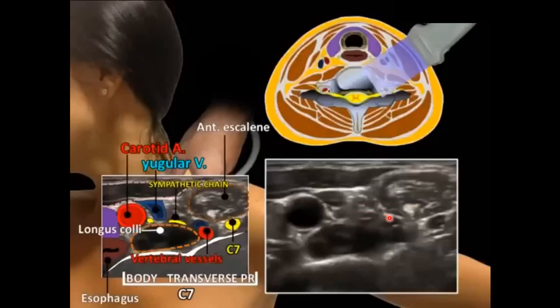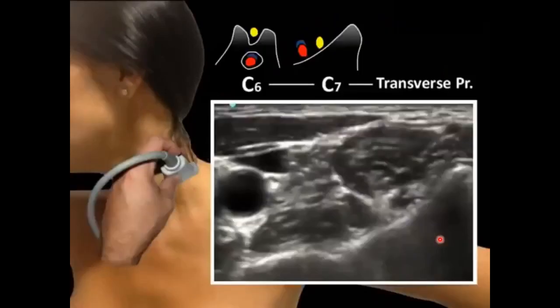Even 0.2 ml of local anesthesia, if it enters the vertebral artery, will go directly to the brain, and the patient will have local anesthesia systemic toxicity. The patient will have seizures, and it is a life-threatening condition. So what do we do? This is at the level of C7. Now we have to identify the C6 level.